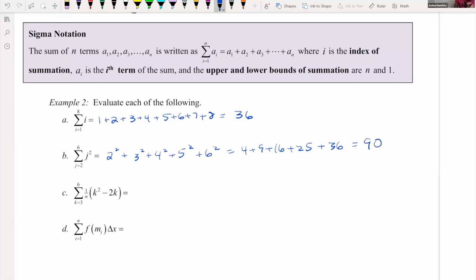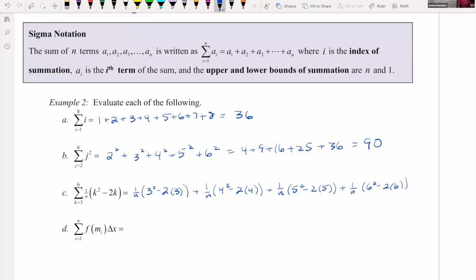Now, with the next one, we have k's starting at 3 and going to 6, and we have this expression, right? 1 over n times 3 squared minus 2 times 3. I'm starting with 3 because that's what k starts at with our lower bound of summation. And then we're going to add to that the same expression with a 4 plugged in for k. Add it again to 1 over n times 5 squared minus 2 times 5. And then one more time with 6 squared minus 2 times 6.